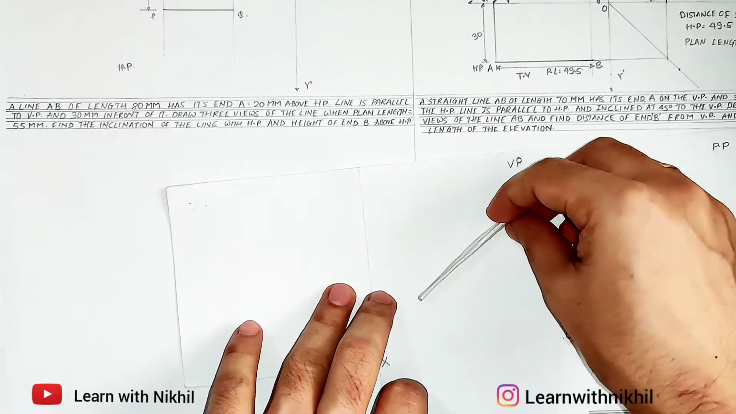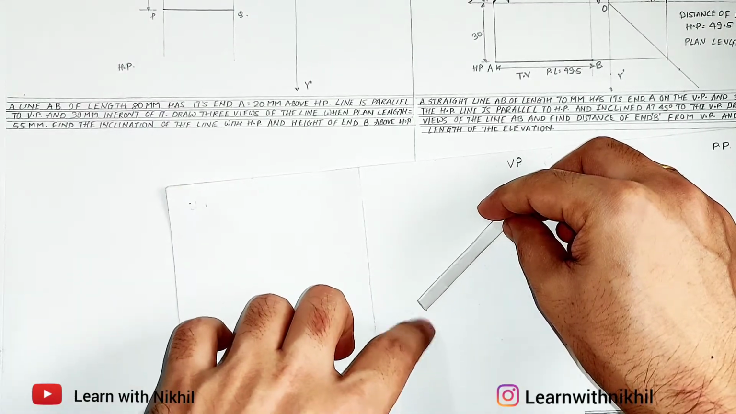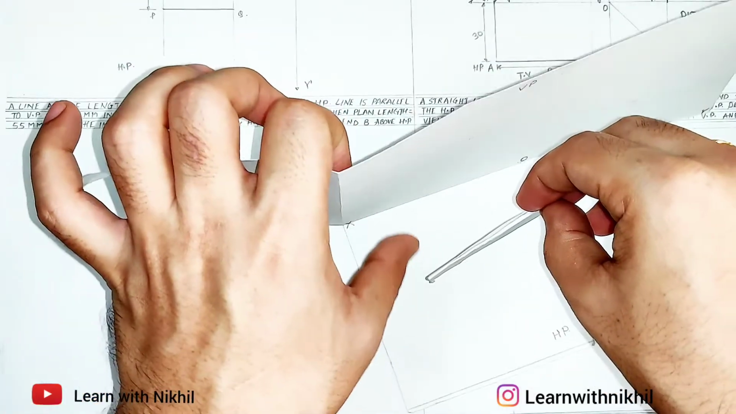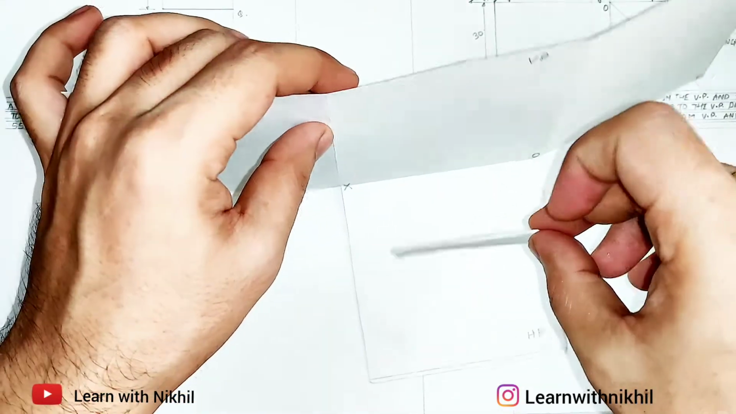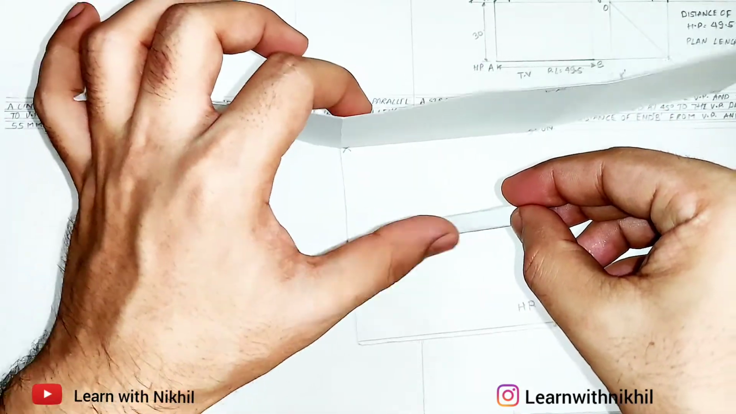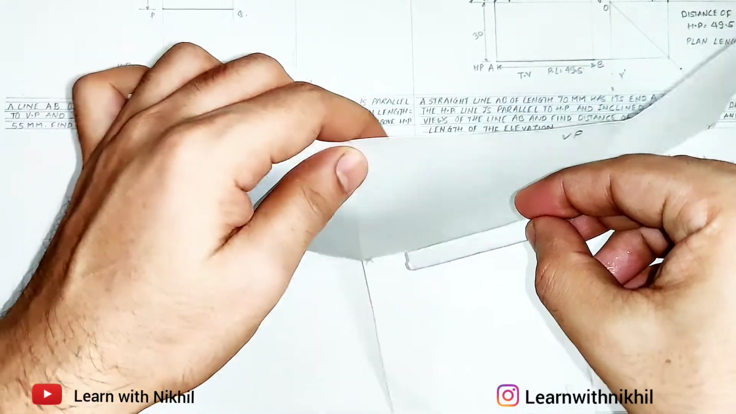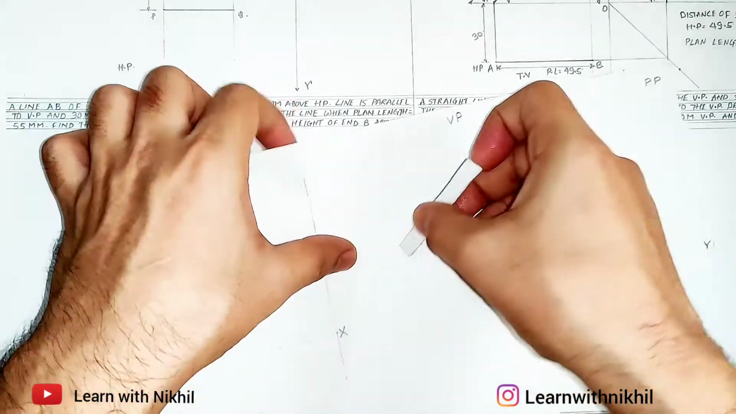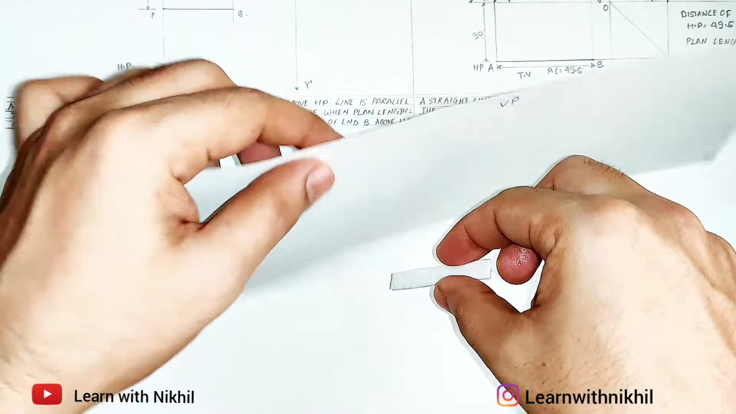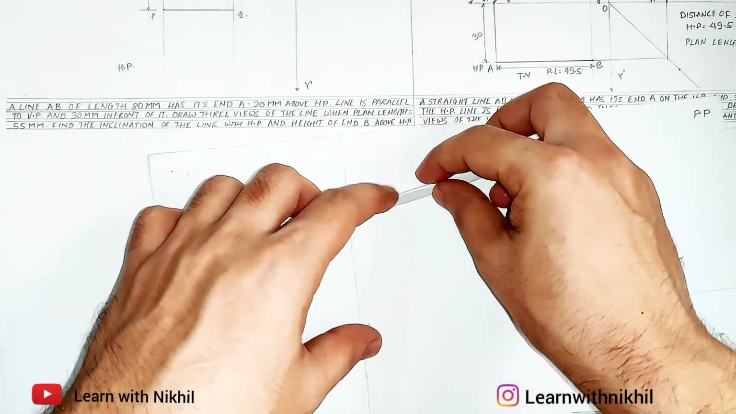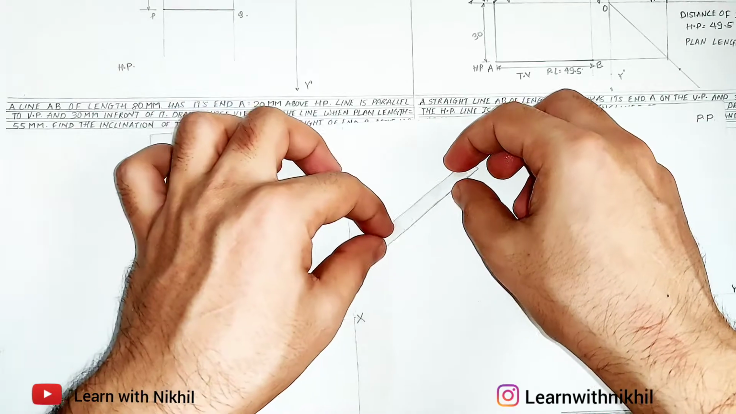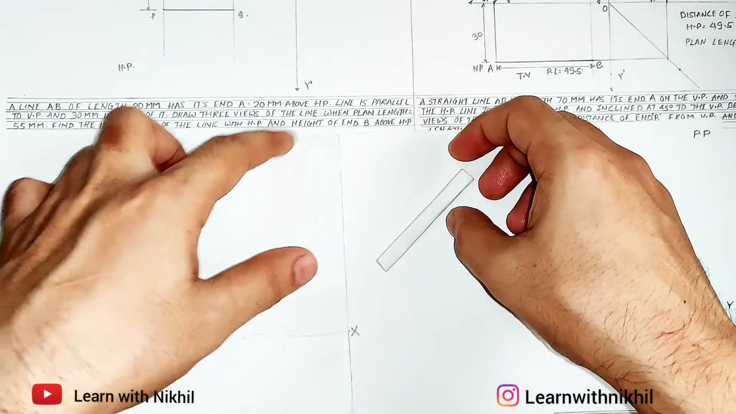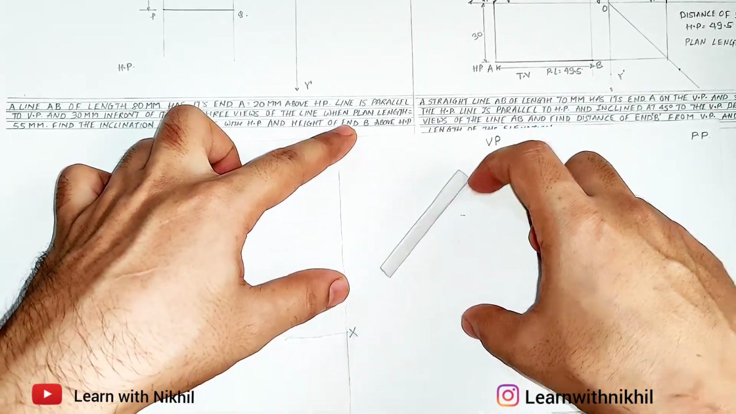So the line now is inclined, but it is parallel to the VP. This distance is 20, so A is at a height of 20. This distance is 30, which is in front of VP. And it is inclined, and this slant length, which looks like a straight line from the top view, is 55. So as you can see, this line looks like this. Now you have to find the inclination, so you have to find this angle. And you have to find the height of B above HP, so this distance you have to find out.